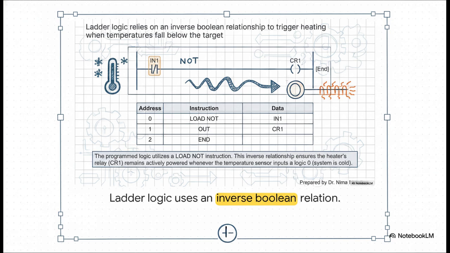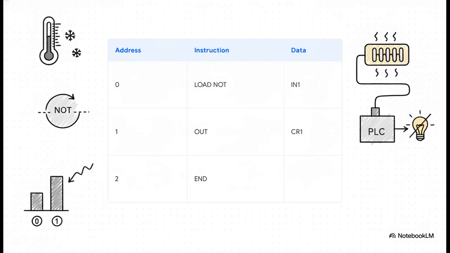That basically tells us it's a normally closed contact. It's inverted. And this normally closed contact connects all the way across the rung to the CR1 coil on the far right, which is the relay for our heater. Let's actually map that visual diagram to the literal instruction table the PLC is reading. Down at address 0, we see the instruction load not for the data IN1. That load not is absolutely crucial. It is the exact inverse relationship we were just looking at.